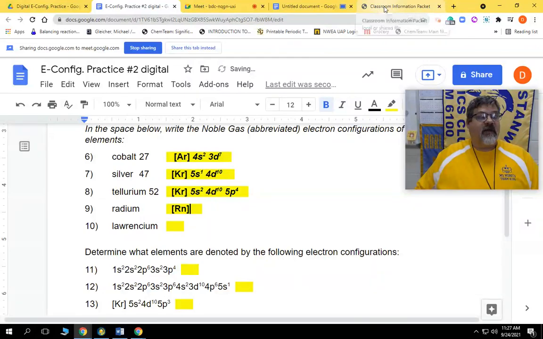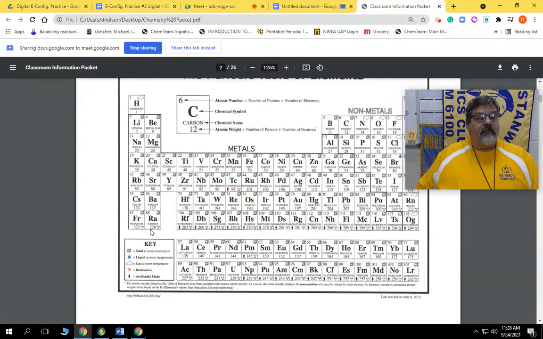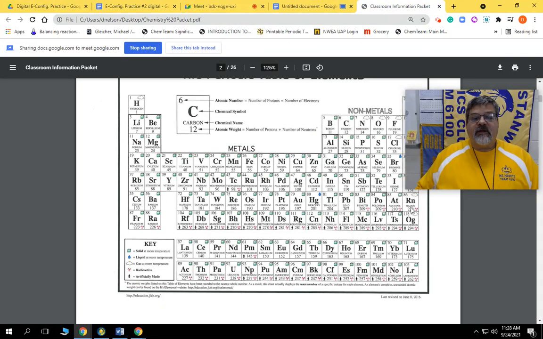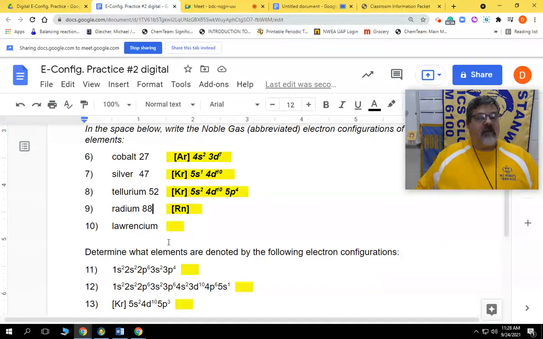Go back to find radium. Radium was 88, so we'll go back to that. So we have radium 88. Now radon on our end, radon, if you look at it, was 86. So I only need 2 after that. And it's just going to be these 2. So it's going to be 7S2. So go back in here. So we're just going to put in 7S2. And there's our answer.